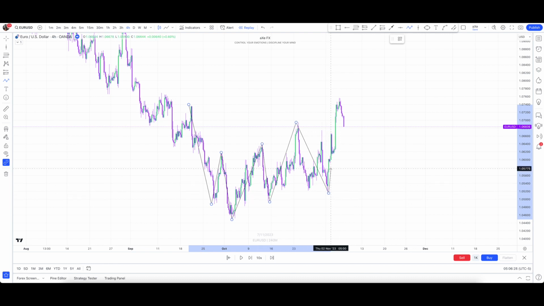After that, on Wednesday as well, and then Thursday and Friday, I remember Friday was NFP, it blasted to this high and made a new higher high. So this was the price action.